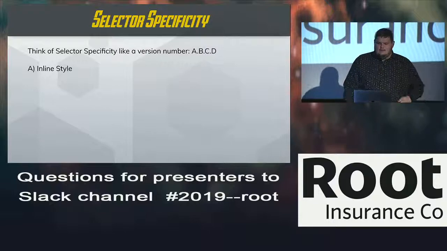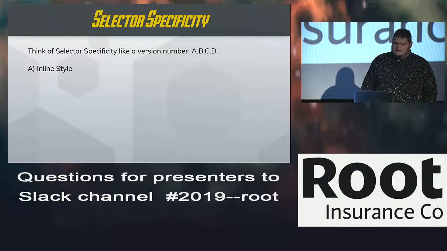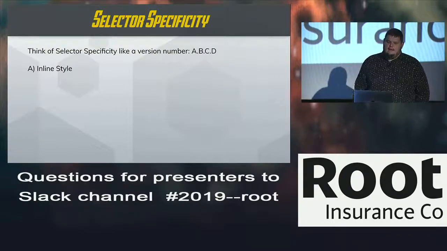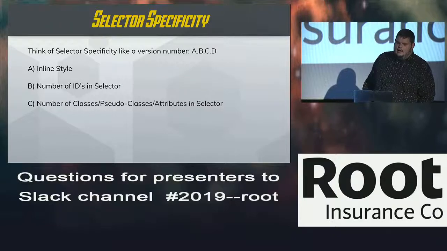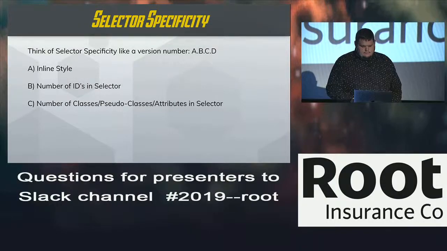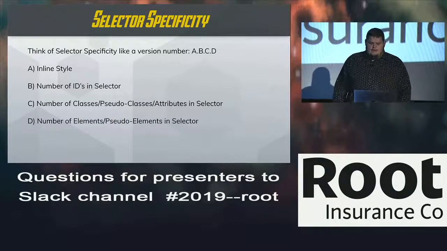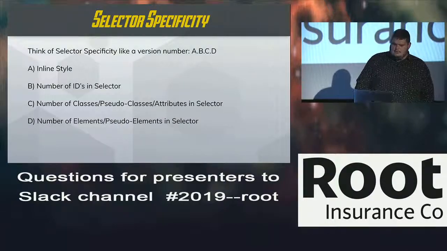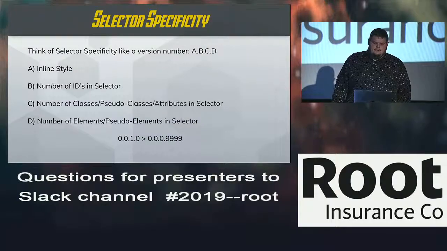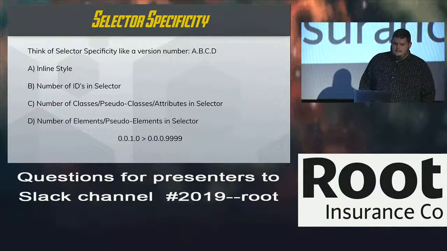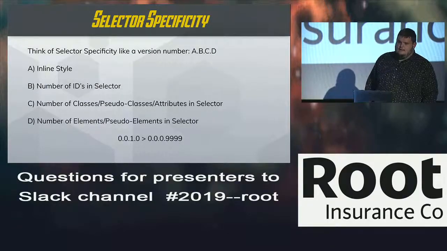So at the furthest left, if there are any inline styles, that's a 1. You can't get higher than that. At that B range, you count the number of IDs in a selector. At that C range, you count the number of classes, pseudo-classes, and attributes in the selector. And then at that D level, you count the number of elements and pseudo-elements in the selector. And just like versioning, 0.0.1.0 is always greater than 0.0.0.9999.